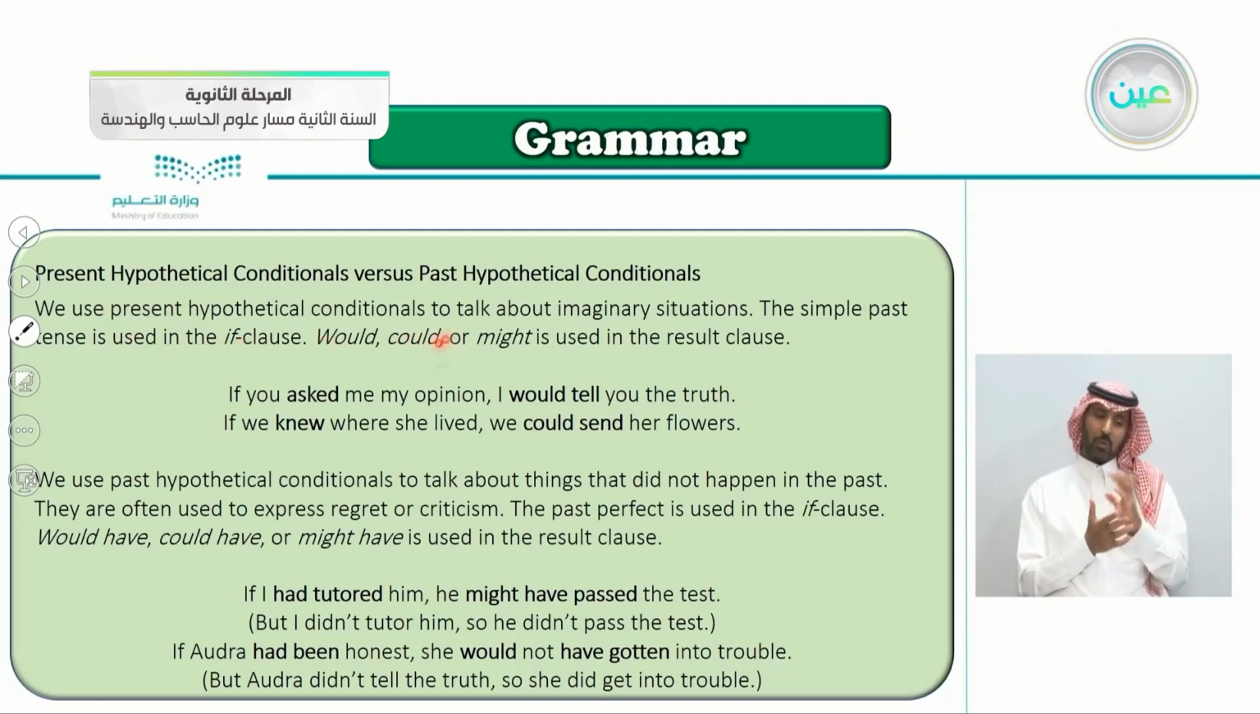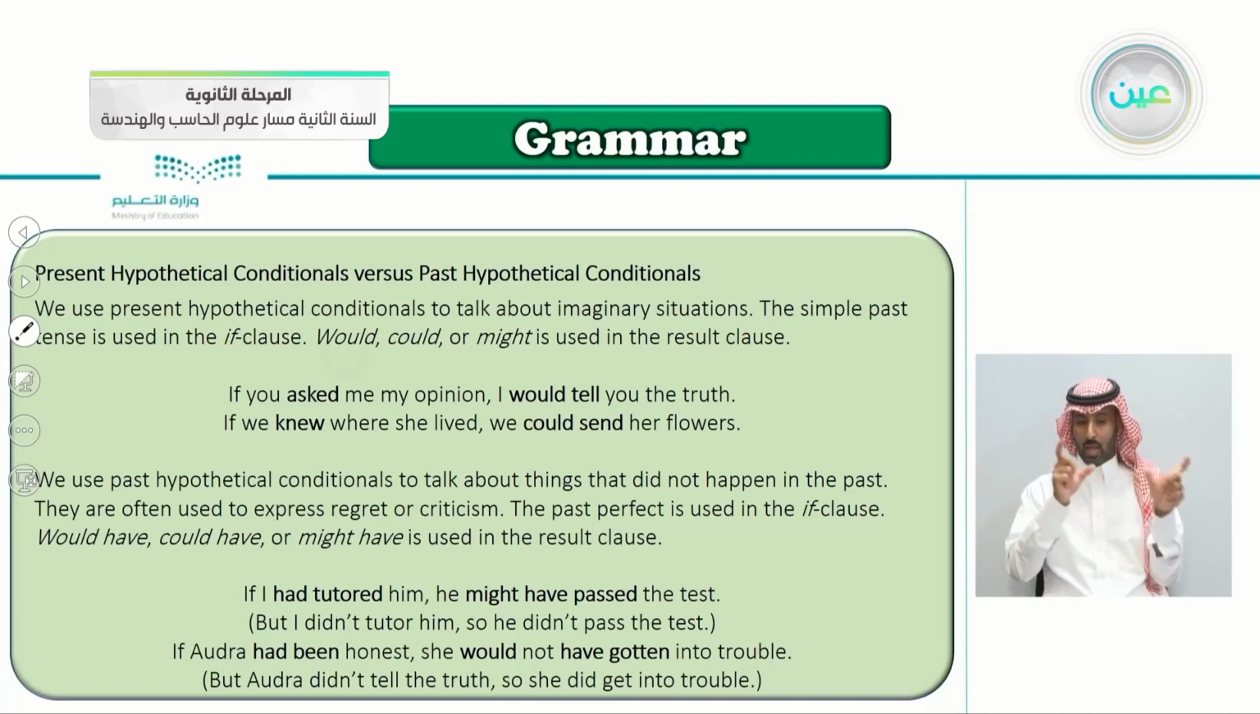Would, could, or might is used in the result clause, or we call it the main clause. So again, this is the present hypothetical conditional to talk about imaginary situations. The simple past tense is used in the if clause. Even though it's the present conditional, in the if clause, we use the past tense. And in the result clause, the other one, we use would, could, or might.